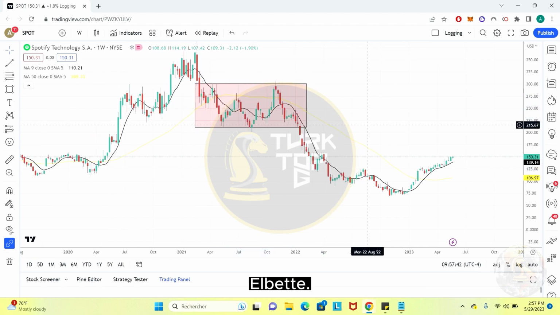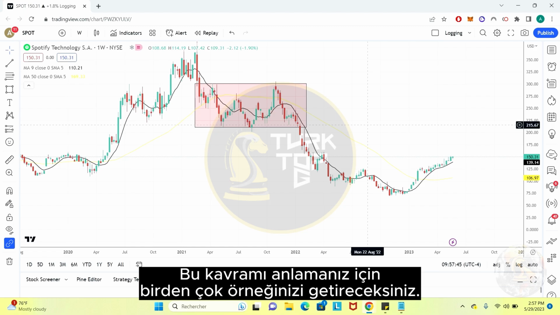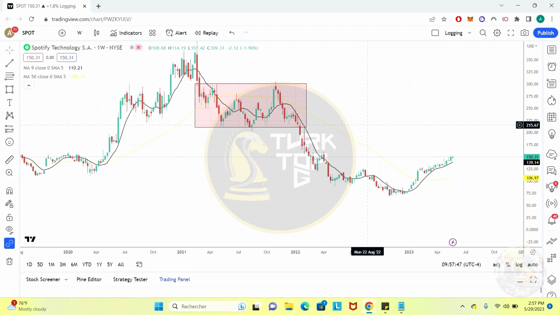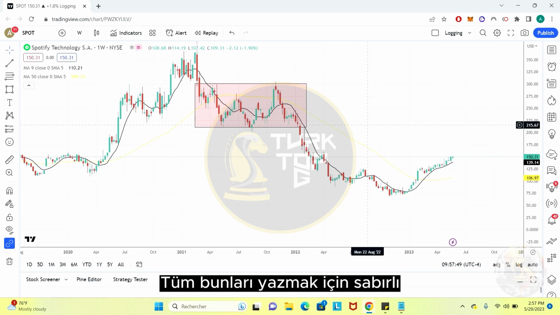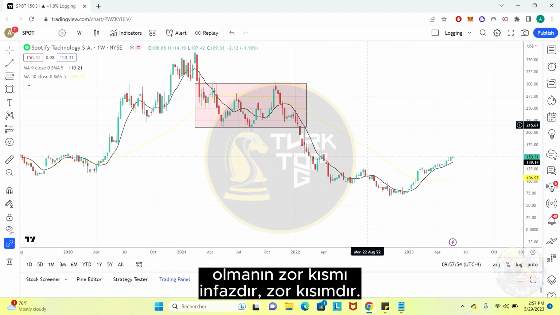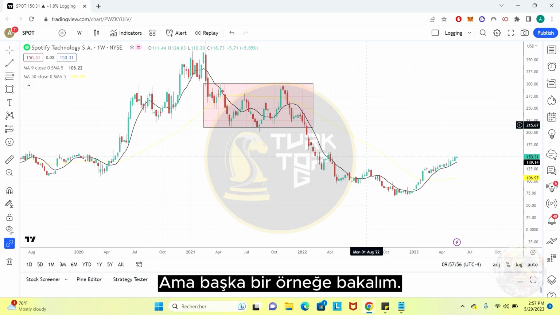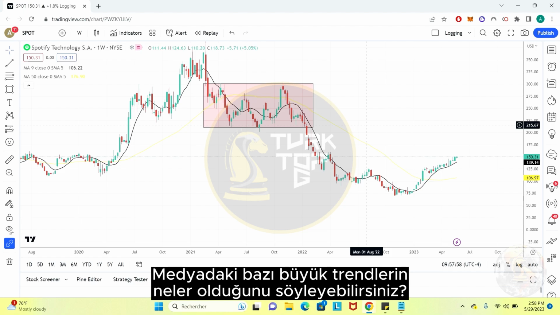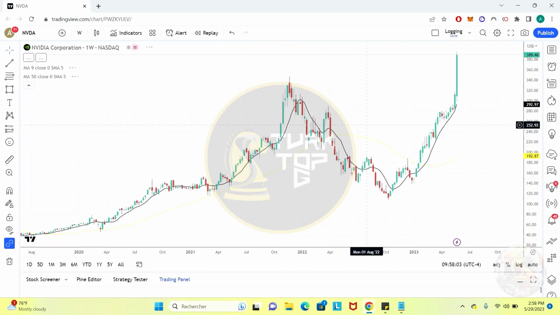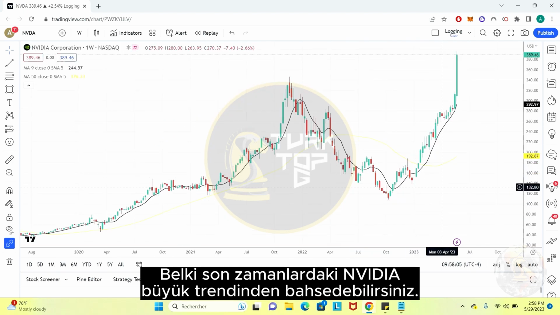All right. I'm just showing you multiple examples so you get this concept. It's a very simple concept, right? Markets are simple. It's the execution which is the hard part. To be patient to ride this entire thing is the hard part. But let's look at another example. You can say, what were some other big trends? Nvidia, maybe. You can talk about the recent Nvidia big trend.